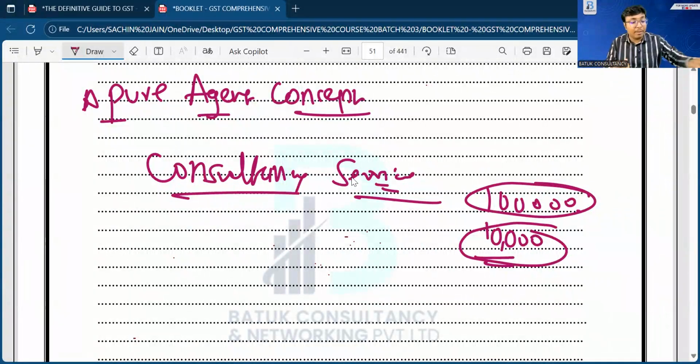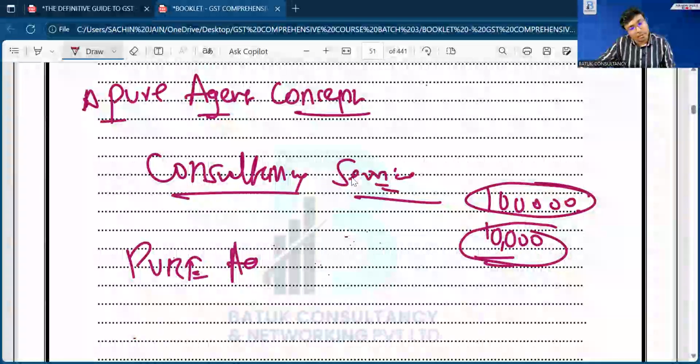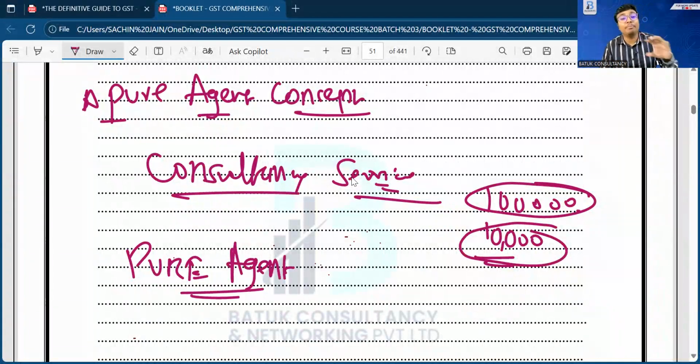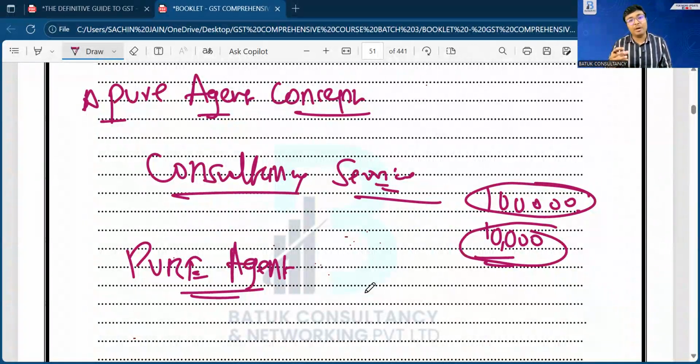So when a supplier is going to make any payment as a pure agent, in such a scenario, the amount will not be liable for GST, and the amount will not become part of the value of supply. So GST will be applicable on 1 lakh only. Okay. So whenever you are making any payment of any amount on behalf of your client to someone else, the same you are paying as a pure agent, hence the same will not become part of your value of supply.